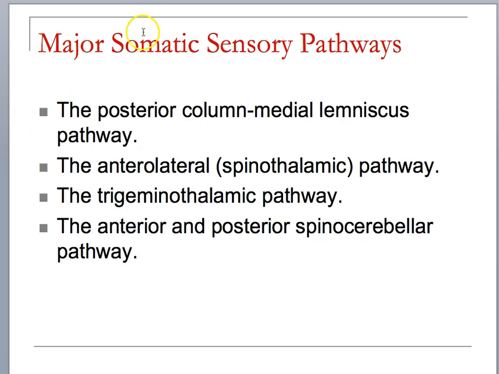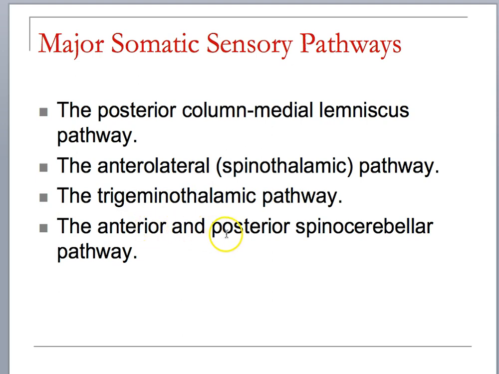So how are we going to do this? There are major somatic sensory pathways. There's a posterior column medial lemniscus pathway. What I can tell you is this: you have to learn what each word means. And the moment you've done that, you've figured out what the pathway is. Same thing with the anterolateral or spinothalamic. Spine goes to thalamus. Anterolateral, anterior and lateral pathways. Trigeminothalamic pathway. Trigeminal cranial nerve, possibly. Thalamic, going to the thalamus pathway.